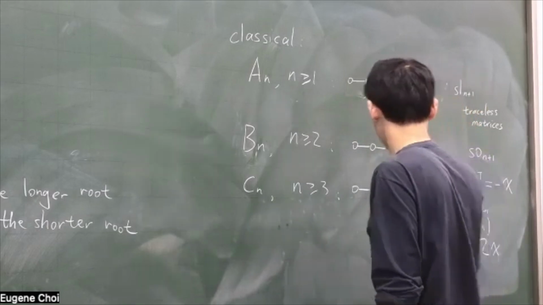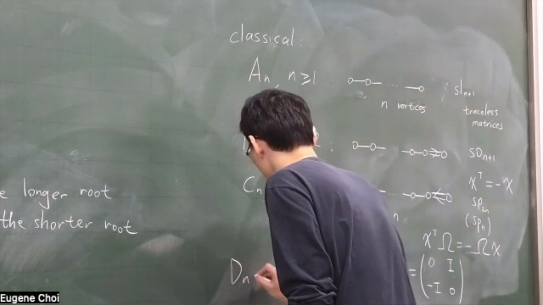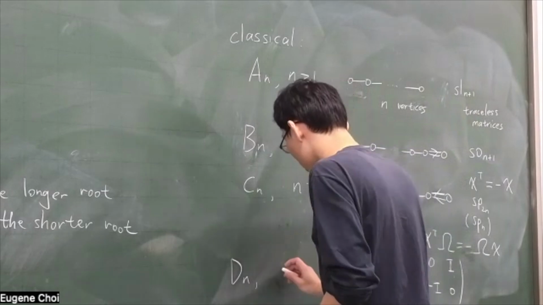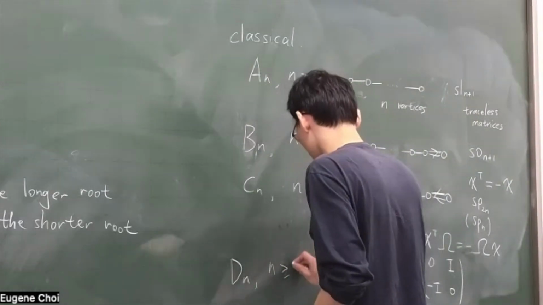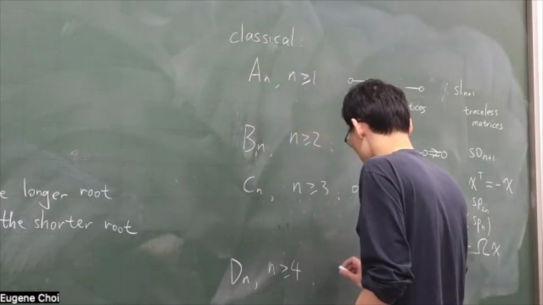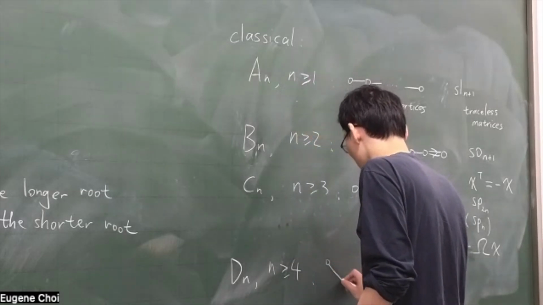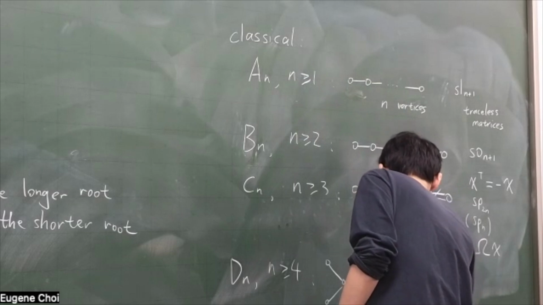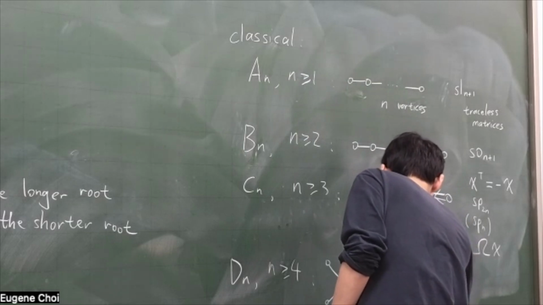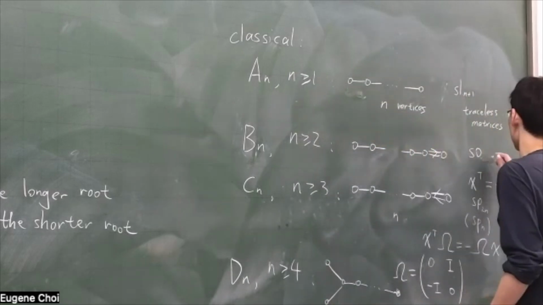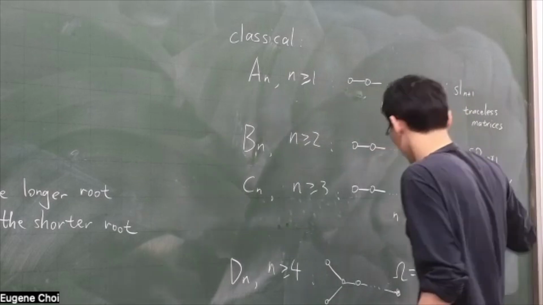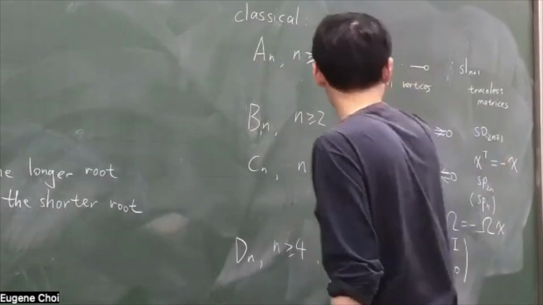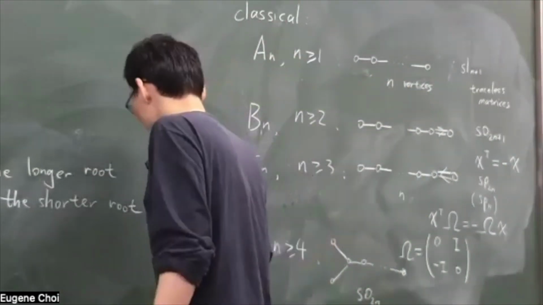So it's always SP 2n. And then I have D_n, with n greater than or equal to 4, which is something like this. It has a bifurcation, but all the roots have the same length. Oh, yeah, the previous one is SO 2n plus 1. So again, I have n vertices because the rank is n, and this is SO 2n. It's the same definition, but that one is of odd size and this is of even size.